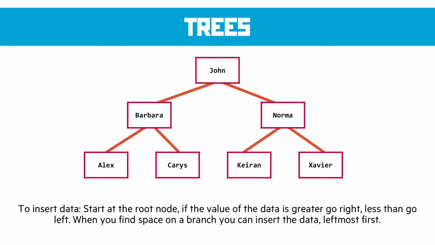So for instance, to add Lorna, we look at John and we say, okay, Lorna is greater than John. It's alphabetically to the right. With Norma then, we'll say that, well, the L is before the N, so that needs to go to the left. There's an item there already. So Kieran, Lorna goes to the right of that. L is greater than K, so goes to the right.